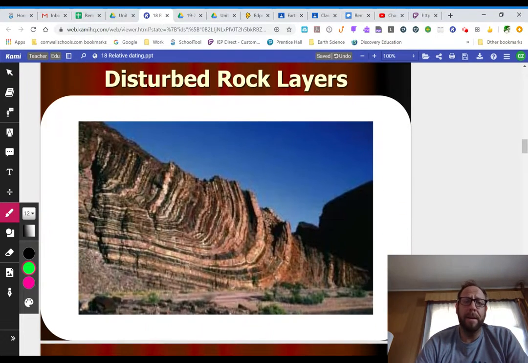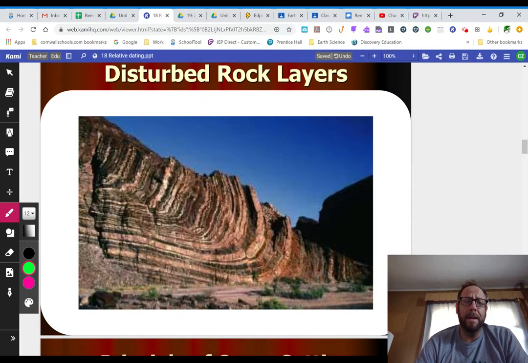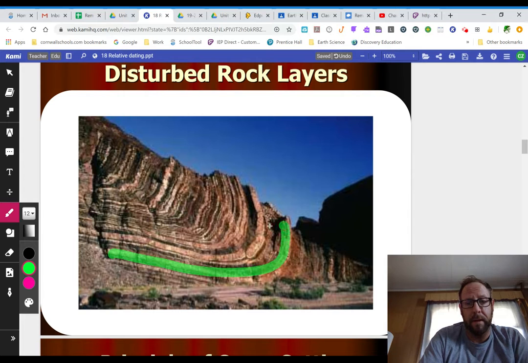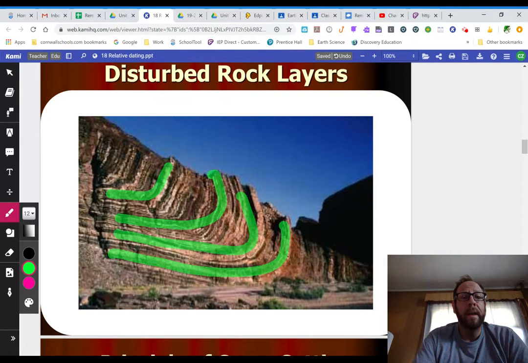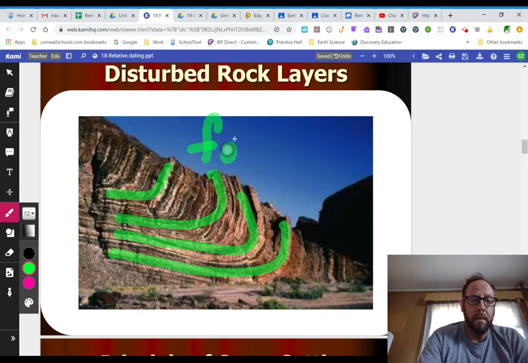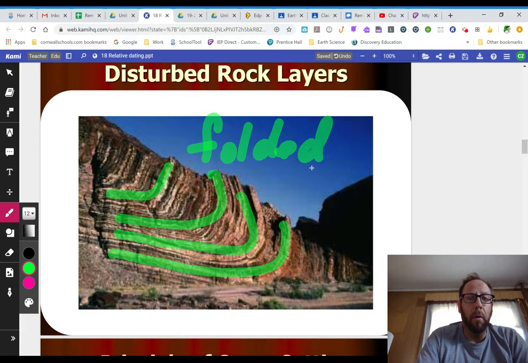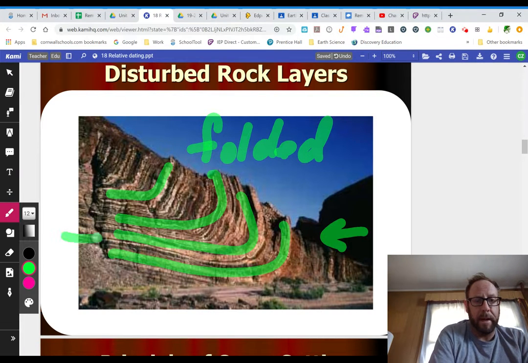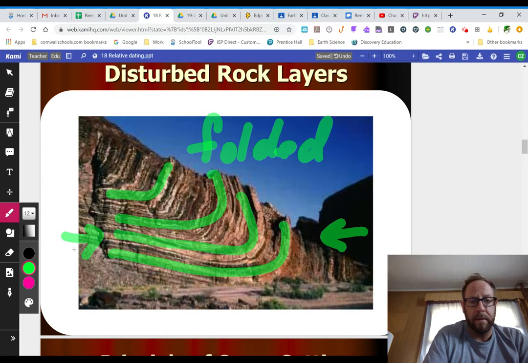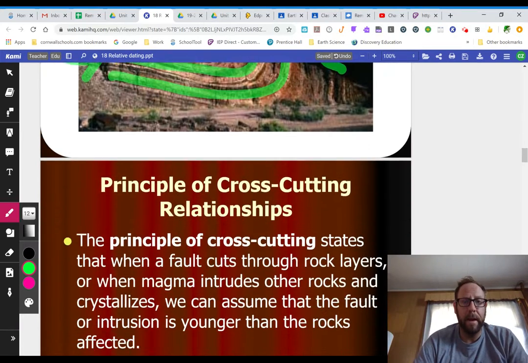So let's talk about disturbed rock layers. Here's a rock layer where, as you can see, we clearly have disturbances. This was once horizontally layered sedimentary rock. It is not horizontal anymore. This rock was disturbed. This rock was folded. Clearly, there were forces coming from one side and another side causing this to fold. Okay?